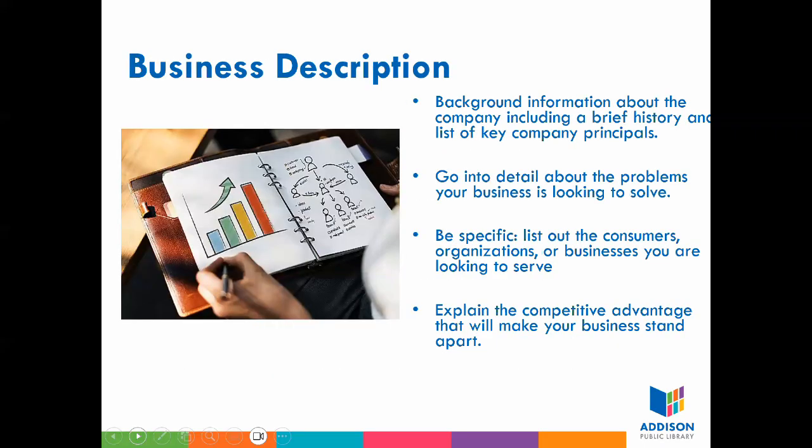Okay, so then the next section is your business description. In this section, you want to provide background information about the company and include a brief history and a list of key principals or key individuals that are a part of the company. So if it's just yourself, you're just going to list you. If it's you and a partner, you're going to list the partner that you're including in the business.